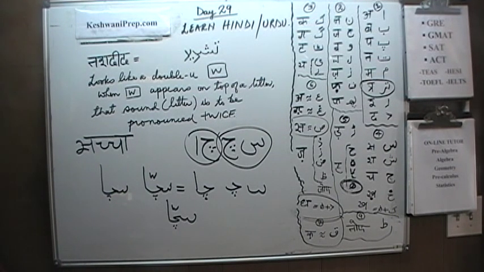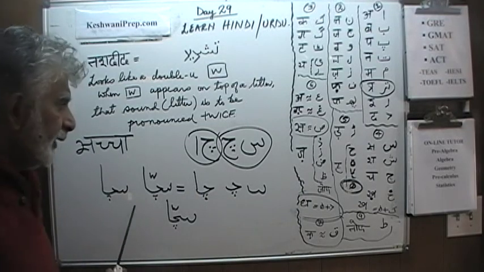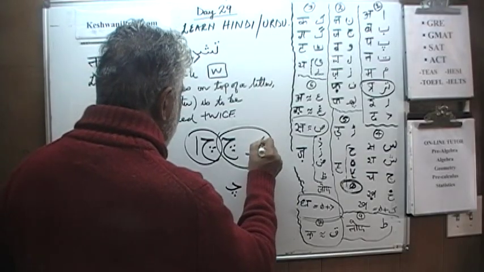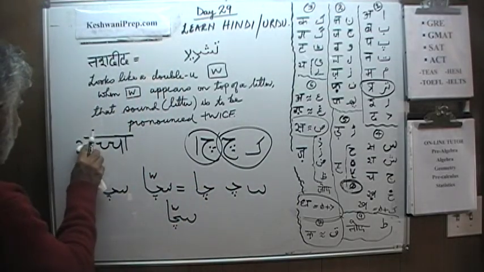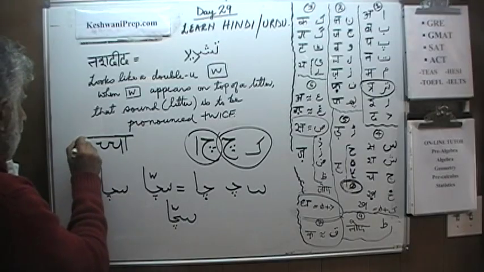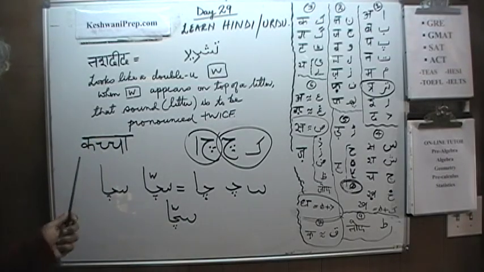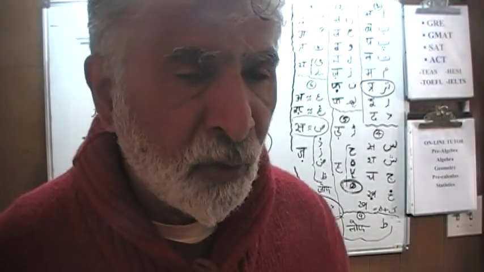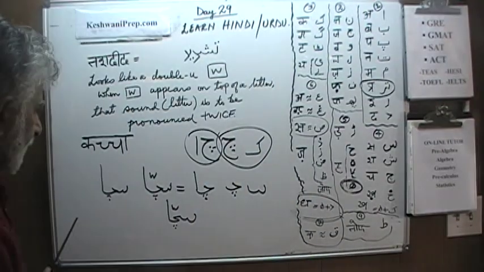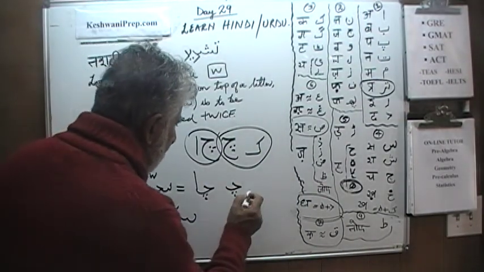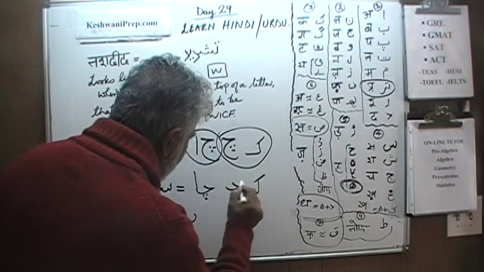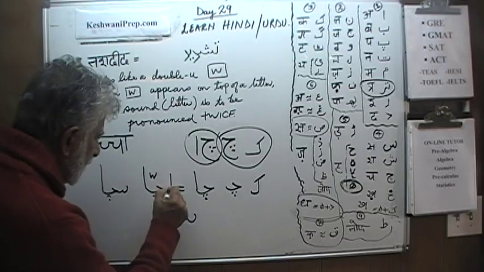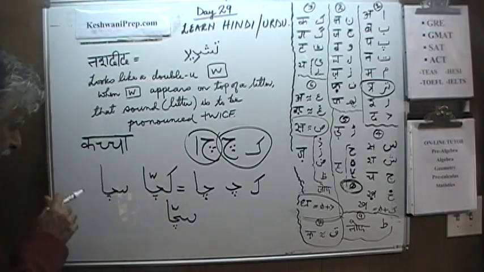Let's do one more, shall we? Instead of sacha, let's write a new word. Let's replace the sa with a ka. And now it reads kacha. Kacha is something that is not fully cooked, something that is in its raw form, kacha. So we just have to replace the sa with a ka. Ka, when it's about to join, it looks like this. Instead of a sa here, we'll have a ka. That's all.